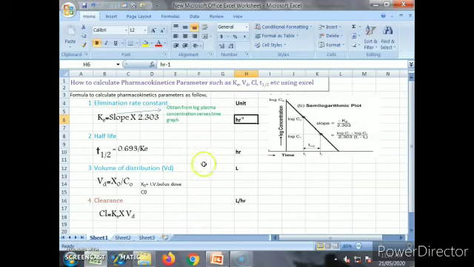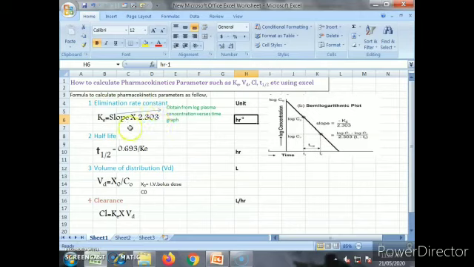Now before going to the calculation of pharmacokinetic parameters, one should know the different equations and formulas to calculate these pharmacokinetic parameters. First we will see the elimination rate constant, which is calculated by Ke is equal to slope into 2.303. So this is the formula to calculate the elimination rate constant.